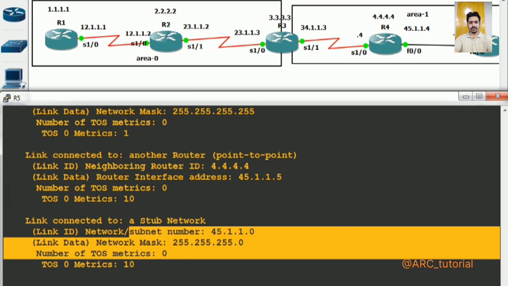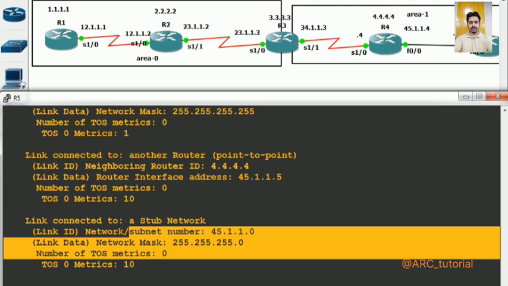Wherever you find transit, it means it has some neighbors on this network and it also has DR and BDR there. If it is stub, it means it's a stub network. Maybe it has a neighbor, but only a point to point neighbor, and for a point to point neighbor it will have a different entry. Have you understood it or not? Yes. So wherever you have a transit network inside a router LSA, it means it has DR and BDR there.